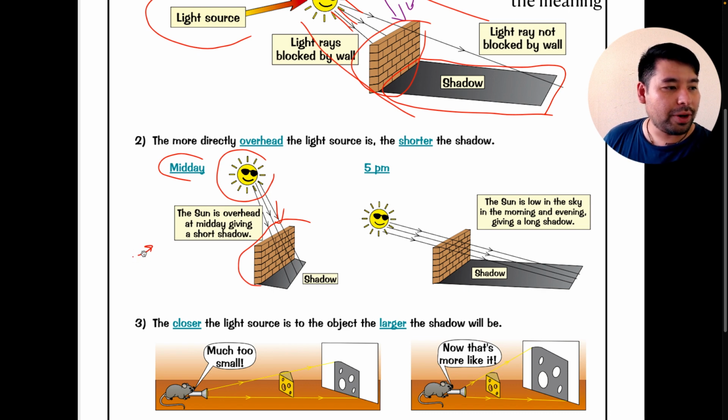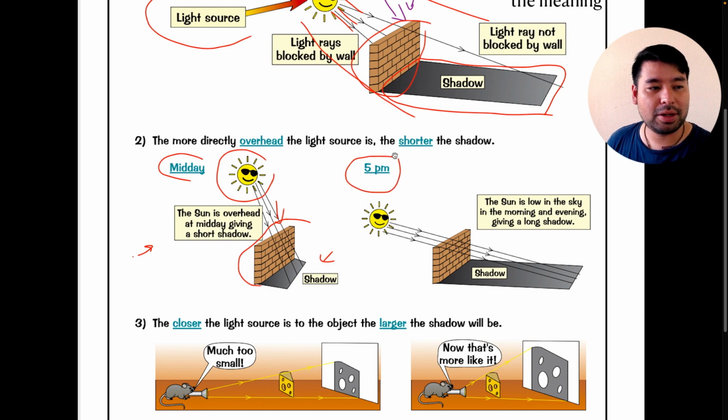The sun is overhead at midday, giving a short shadow. And then we have the picture of the shadow. On the other hand, we have another time here, 5 p.m. So of course the sun is not up straight anymore because the time is different. So we know that the sun comes from here to here, to this side. There is this move, right?